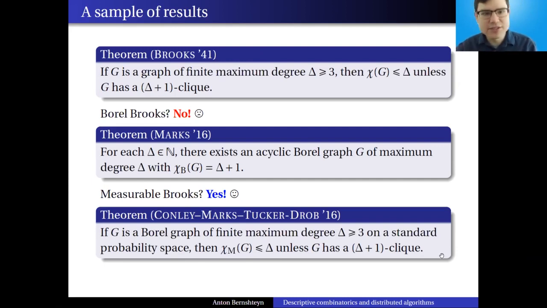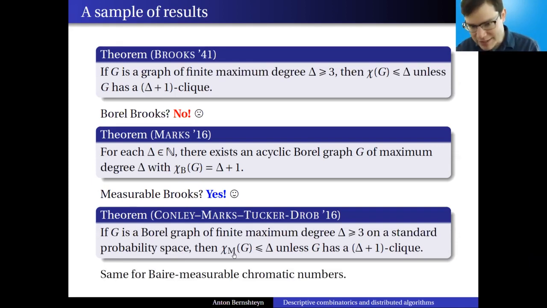All right, so this is a sample of results, and this is a general thing we do. We look at things we might know about finite graphs and try to extend them to infinite graphs, with additional regularity constraints like being Borel or measurable. Oh, by the way, here instead of measurable, I could have said Baire measurable, the same theorem. All right, so this is a brief introduction to descriptive combinatorics.